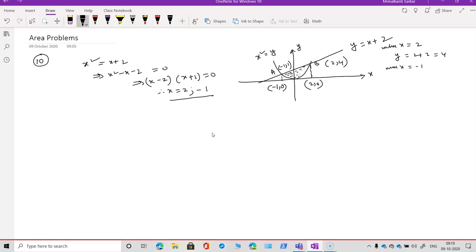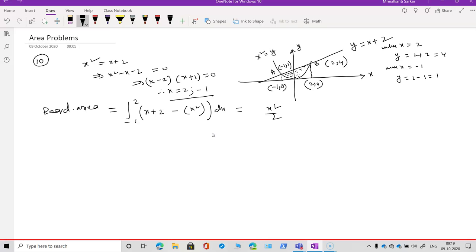And when x equal to minus 1, y is going to be equal to, so 2 points of intersection plotted over there, that is minus 1, 1 and 2, 4. So the required area is going to be the integral from minus 1 to 2 of y dx, I mean this line y dx, minus the parabola y dx. Isn't it?